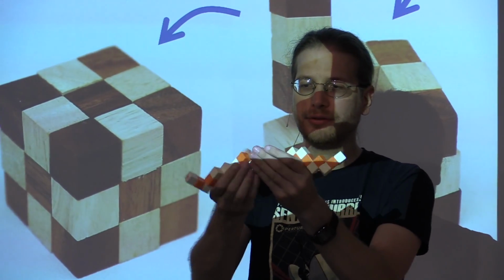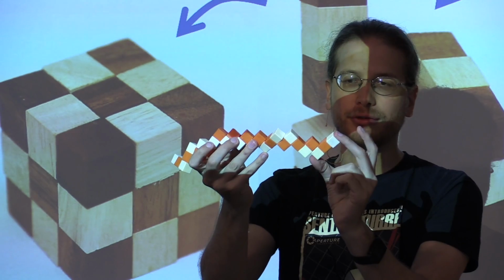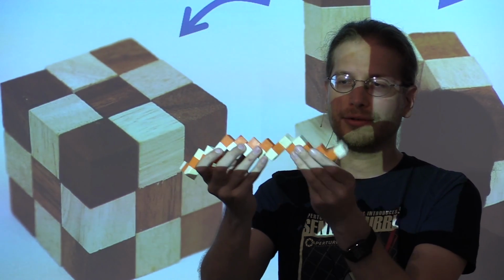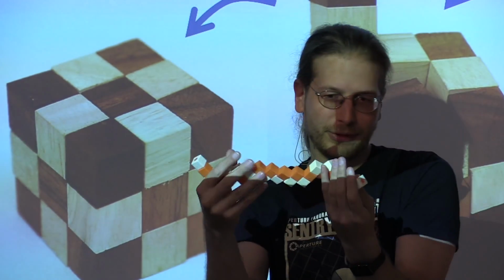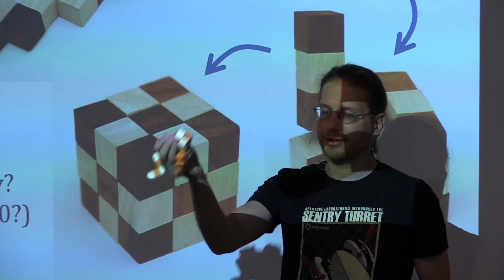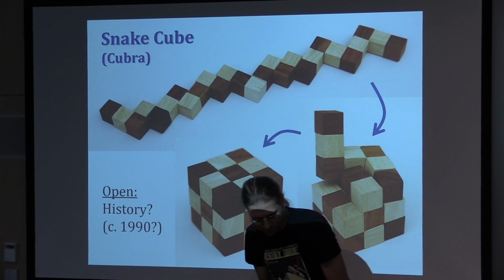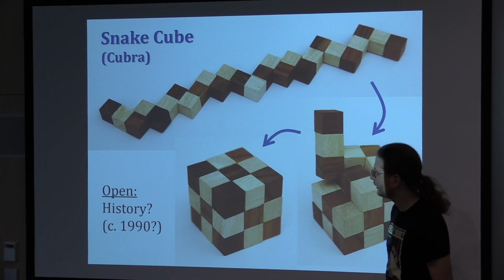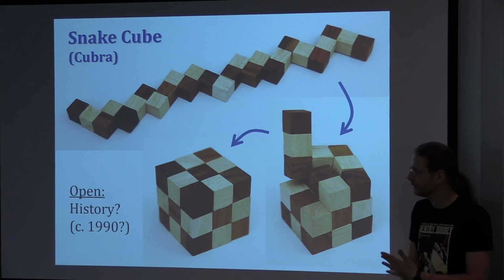In general, this puzzle is specified by a sequence of lengths of straights, and in between those lengths are the 90-degree turns. Okay, so that's the puzzle. Pretty simple specification, and your goal is to fold it into a cube. You know how big the cube is: you just take the number of little cubes and take the cube root. This puzzle is at least from 1990, but could be older. We don't know exactly.